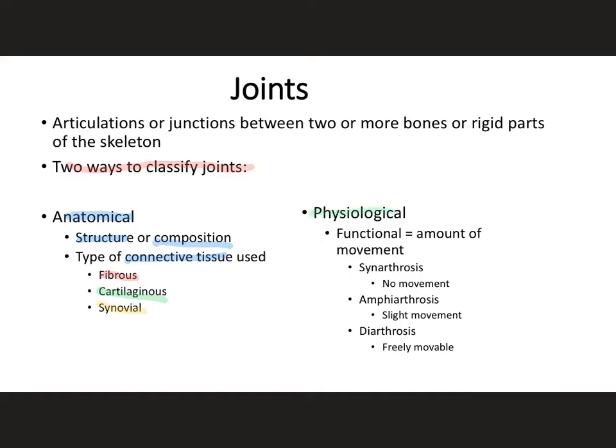Next, we have the physiological classification of joints. This is based upon the function, or how much they move. The first of these is a synarthrosis, which has no movement. The second is an amphiarthrosis, which allows slight movement. And the third is a diarthrosis, which is freely movable.